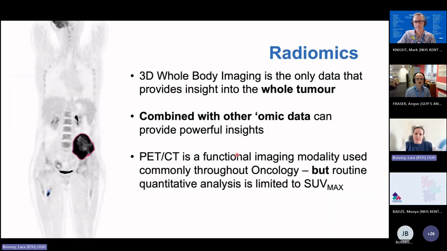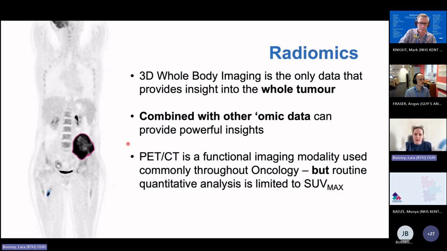My doctorate is actually interested in going beyond this and how we can analyze the images to get more information out of them. This is referred to in my talk as radiomics. In the context of oncology, the only information that looks at a whole tumour that we record is the 3D whole body imaging data. It's been shown quite a lot in the literature that when we combine that with other omic data, things like genomics or pathology, it can provide really powerful insights into how a patient's cancer is progressing, maybe how it's responding to treatment, or what their prognosis might be.